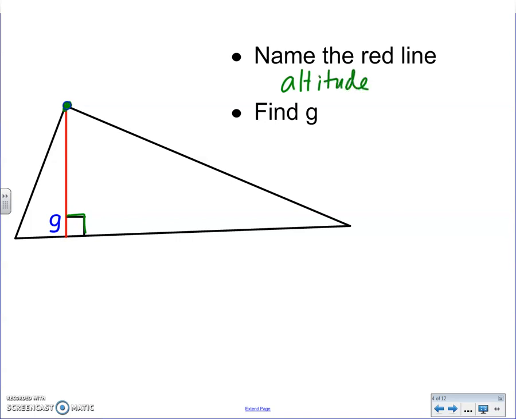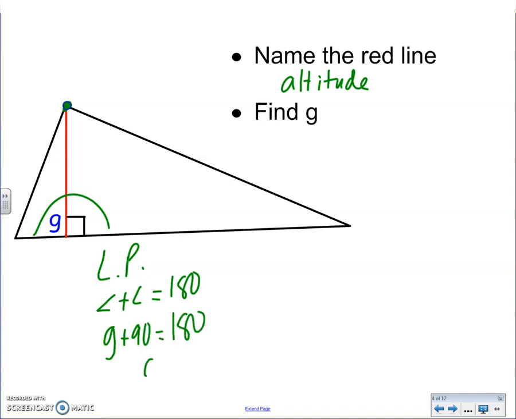Find G. Well, the right side is 90. The left side also will be 90, because remember, this forms a linear pair. You could say linear pair, angle plus angle equals 180. You can say G plus 90 equals 180. Subtract 90 from both sides, G equals 90 degrees. So there's that.